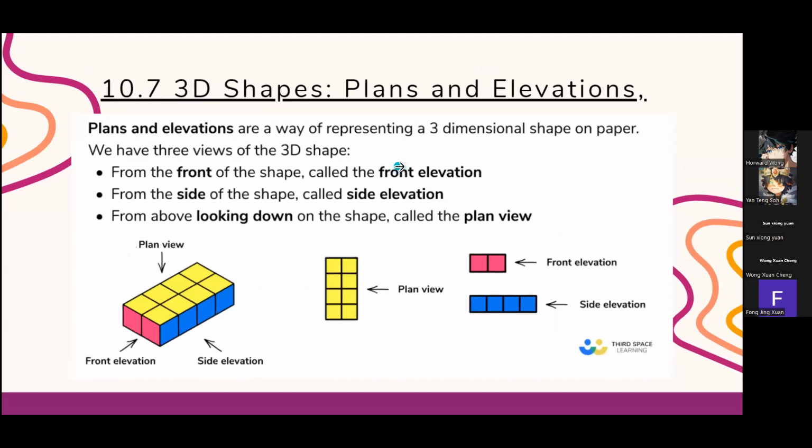So the last subtopic is 3D shapes, plans, and elevations. Plans and elevations are a way of representing a three-dimensional shape on paper. We have three views of the 3D shape: from the front of the shape, called the front elevation; from the side of the shape, called the side elevation; and from above looking down on the shape, called the plan view.